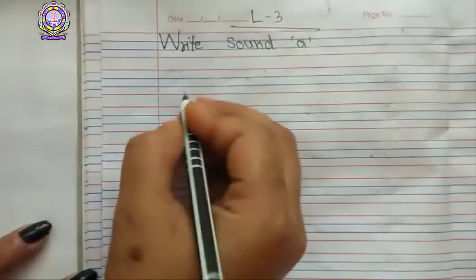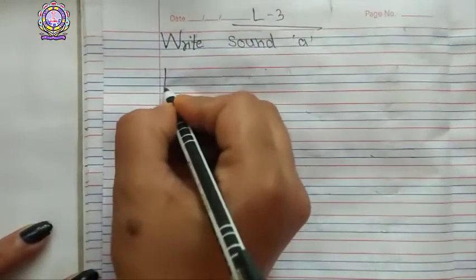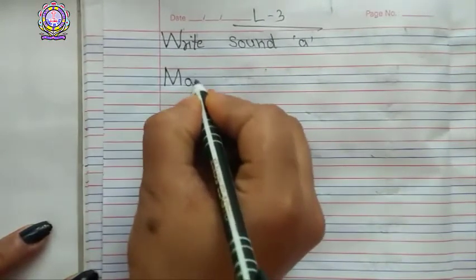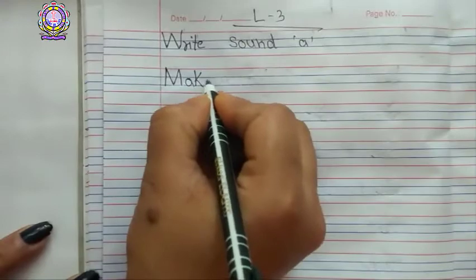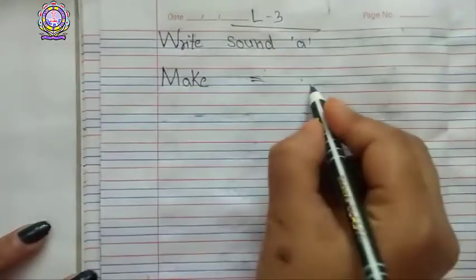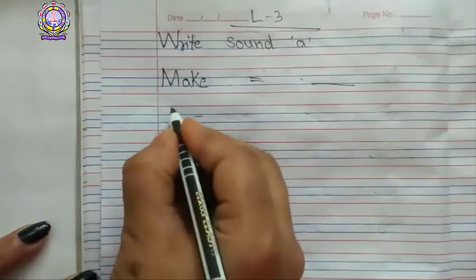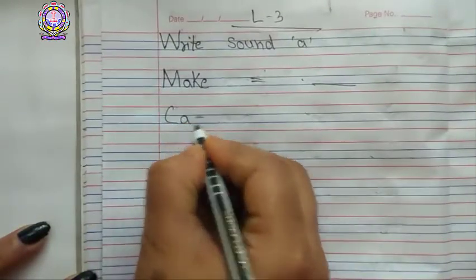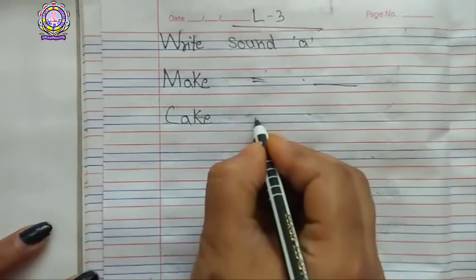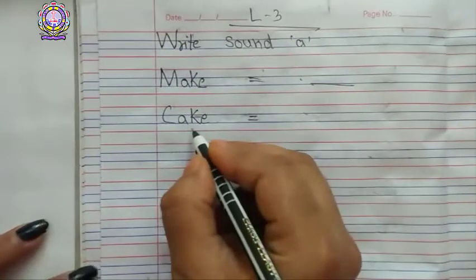Okay, let's write. M-A-K-E. Make. You have to write here, okay? You have to write here. C-A-K-E. Cake. What we read? Cake.